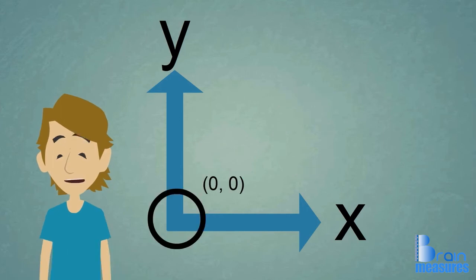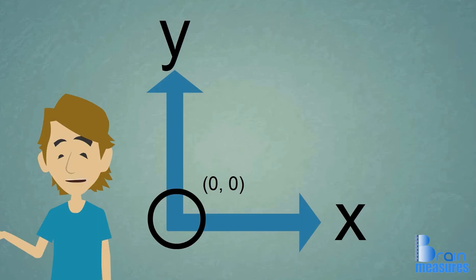But where do we start from? There has to be an x and y coordinate of 0, 0. Well, there is, and it's called the origin. The origin is usually at a corner.